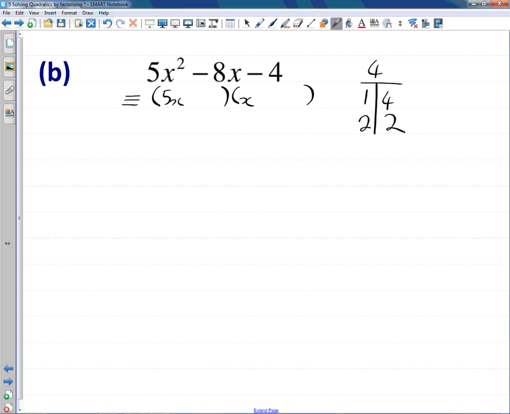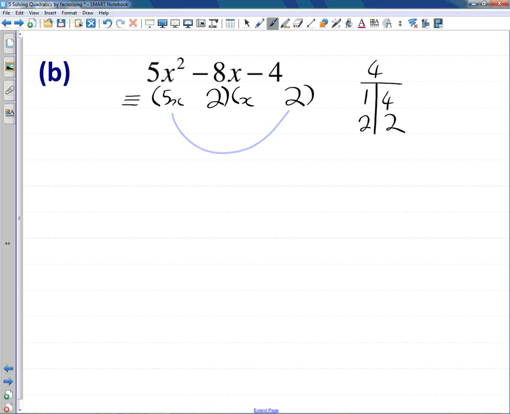So can 5 and 4 give 8? Somehow, no. Can 20 and 1 somehow give 8? No. So now we move on to here. Don't view it as 2 and 2. We perhaps view it as 10 and 2, because one of them will have to be times by 5. And can 10 and 2 give 8? Well, yes, it can. So put in the 2 there. That's how we've got a 10x. But let's just put both 2's in now.